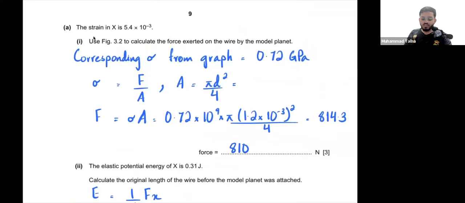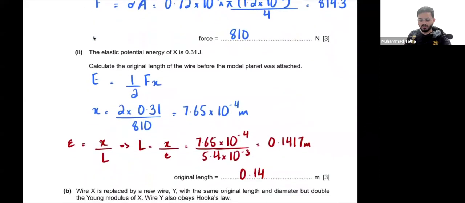I was also given the strain. What is the strain by definition? It's the ratio of extension to the original length. Now I know the extension, I know the strain, so finding the original length is very straightforward, which turns out to be this. This is what was required. So this, in my opinion, it's not really a difficult question, but I would just say a different question to the ones which are usually asked.